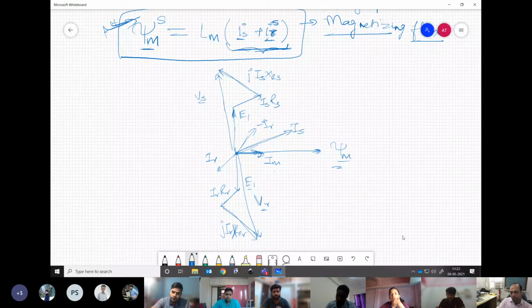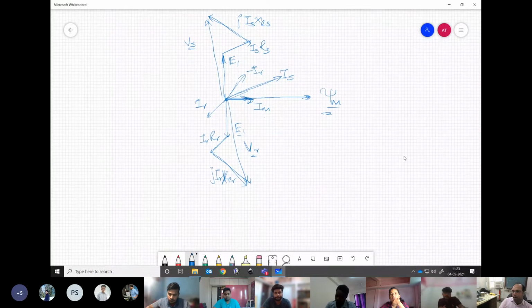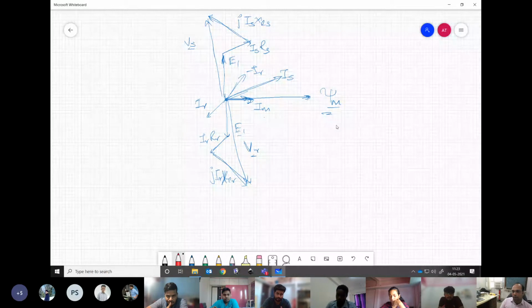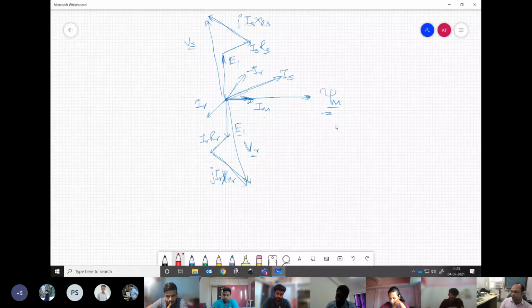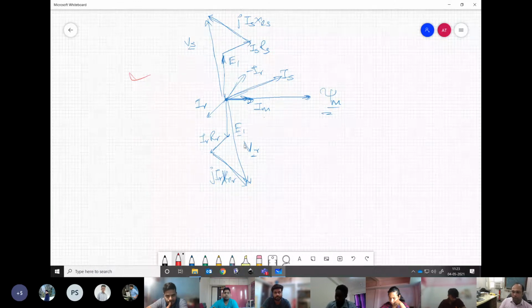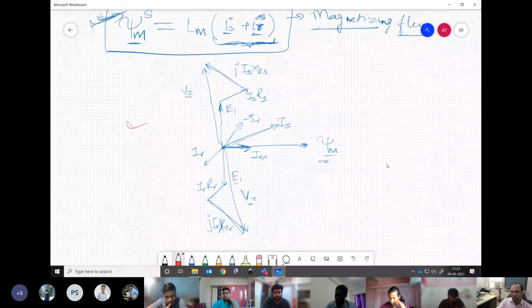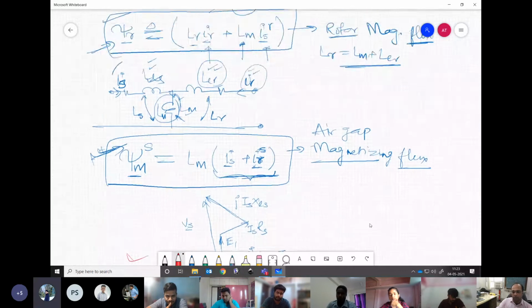Now from here, if I ask you, we have to represent the stator and rotor flux also in this same phasor diagram. How will we draw it? This is an important question because we need to know where they lie. This is what we know from our textbook, since our graduate classes we have seen this. Now how to draw psi s and psi r in the same phasor diagram?